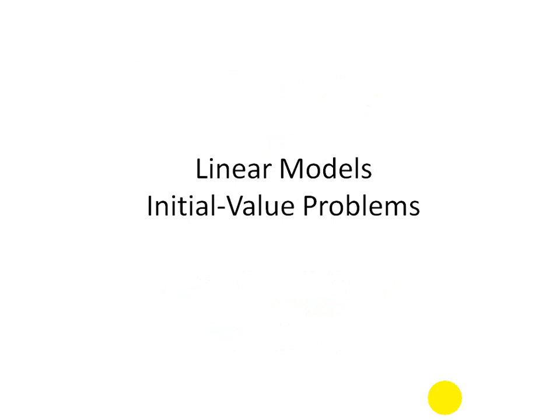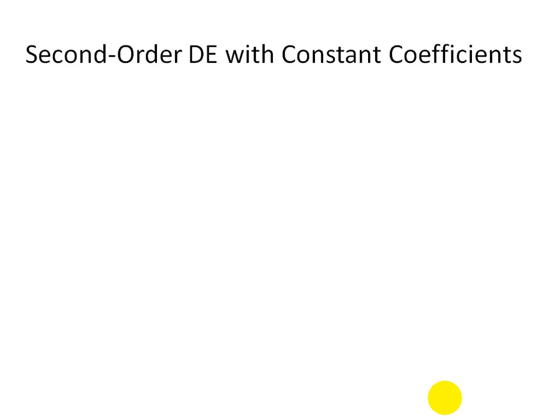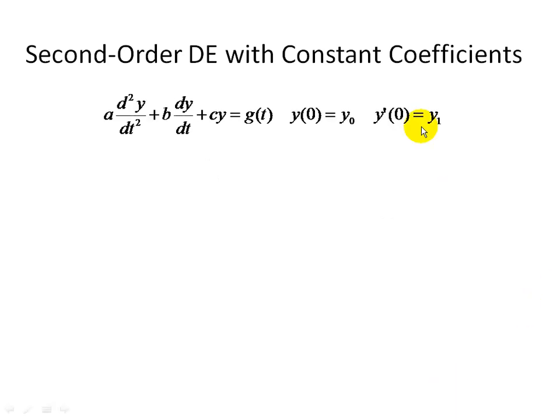We'll start off this module concerning linear models focusing on initial value problems. Here we'll consider several linear dynamical models or systems in which each mathematical model is a second order differential equation with constant coefficients along with their initial conditions. Shown here is a second order differential equation, and a, b, and c are the constant coefficients.